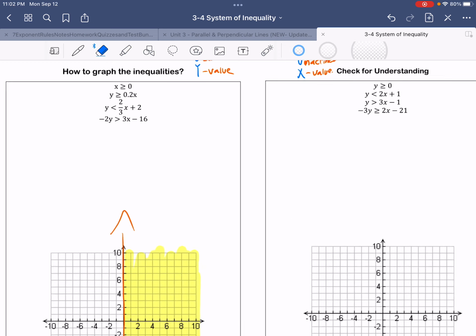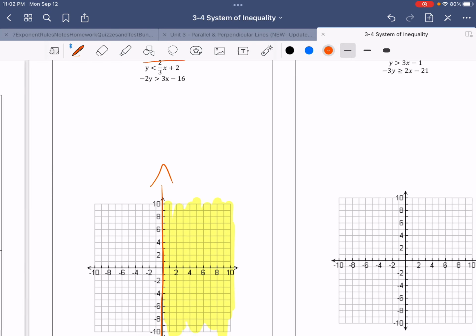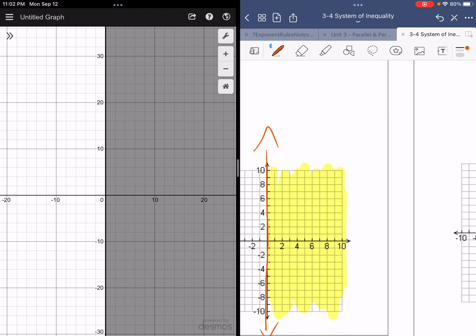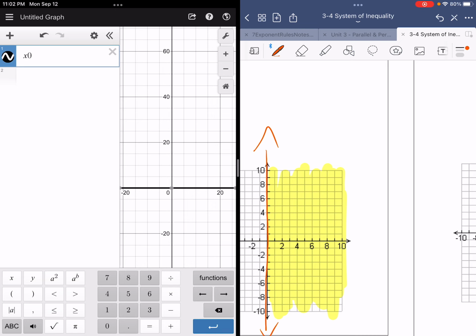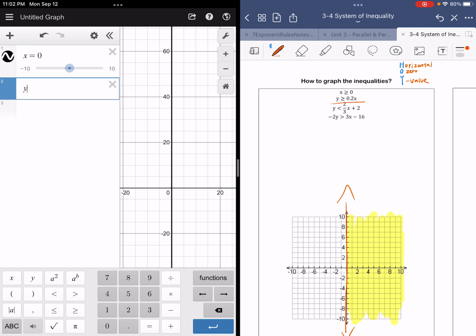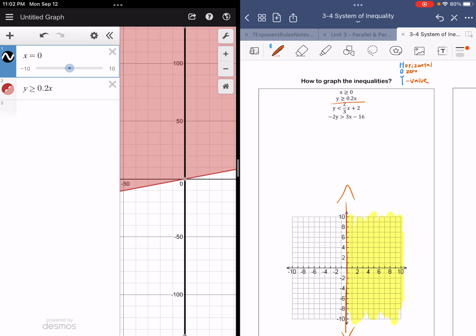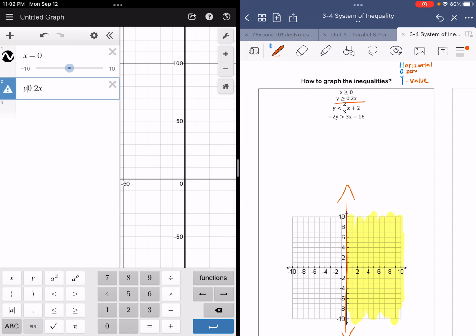Alright, so we got this, and let's do the second one. Y is greater than or equal to 0.2x. So are we going to draw this one? No, I mean, here, just use this one. I'm going to put an equal sign because, and the second one is going to be what? Y is greater than or equal to 0.2x, right? Do you see this one, and shade it upward? But again, we cannot use inequality symbols, so we are just going to use an equal sign.